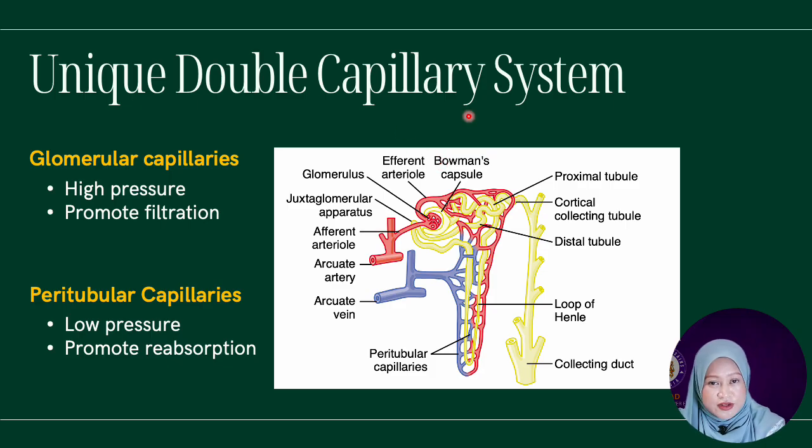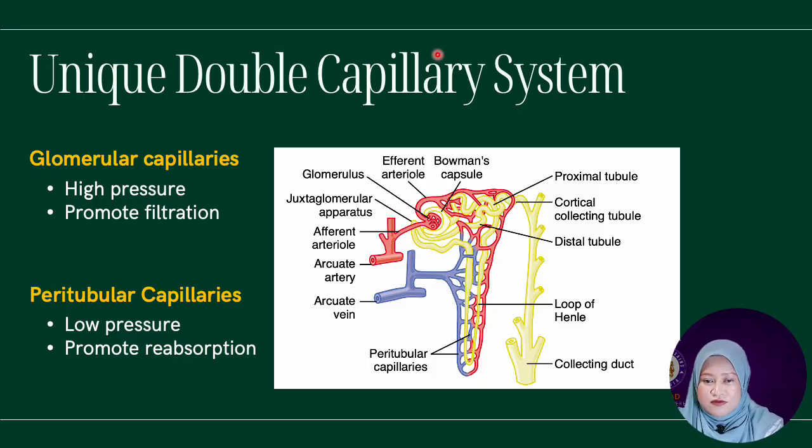So the kidney has a unique arrangement. Blood passes through two capillary beds in series, first for filtration and then for reabsorption, before returning to the systemic circulation. In most parts of the body, blood flows from an arteriole into a capillary bed and then directly into a venule. That is the usual pattern. But in the kidney, it is different.